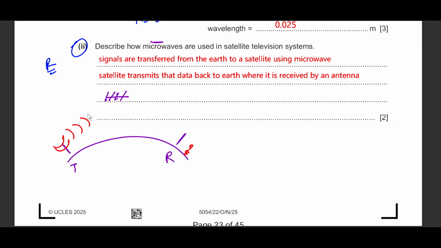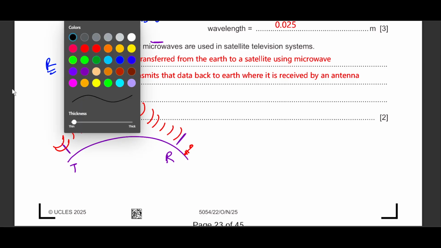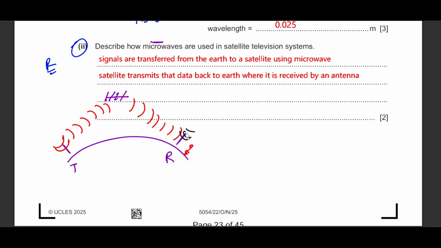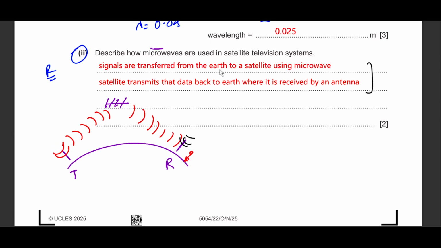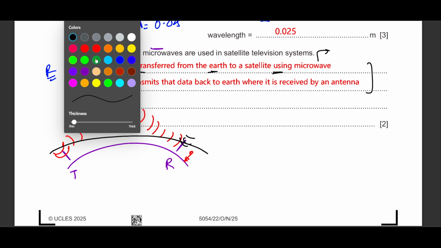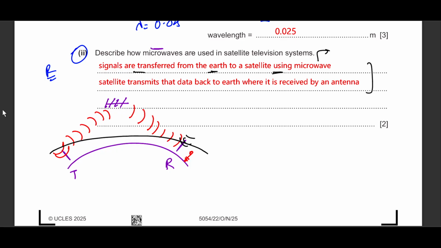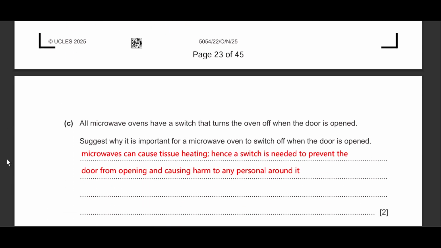So signals are transferred to the satellite on the outside of the Earth, and those signals are amplified sometimes to send them back to the Earth to this spot. So that's how the signal is transmitted. And this is again caught by antennas over here. That's exactly what we've written down here, that signals are transferred from Earth to satellite first using microwave. The reason we're using microwave is because in the layer of ionosphere or stratosphere, microwaves lose the least amount of energy while being transferred from one atmosphere to the next one. So satellites transmit that data back to the Earth, where it is received by an antenna.